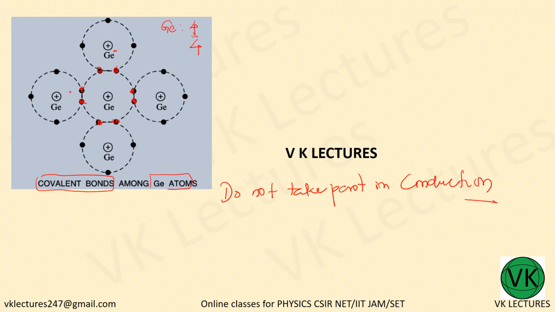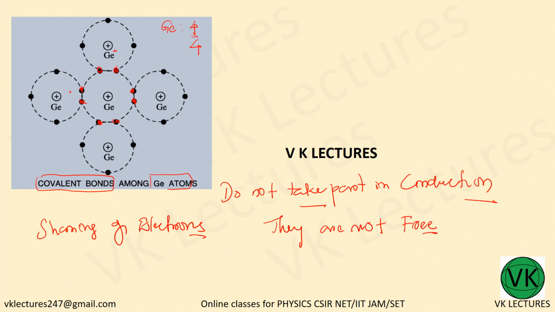So how is a covalent bond formed? A covalent bond is formed by sharing of electrons. These shared electrons do not take part in conduction because they are not free. Not free means they have been given some duty. So they are not free.